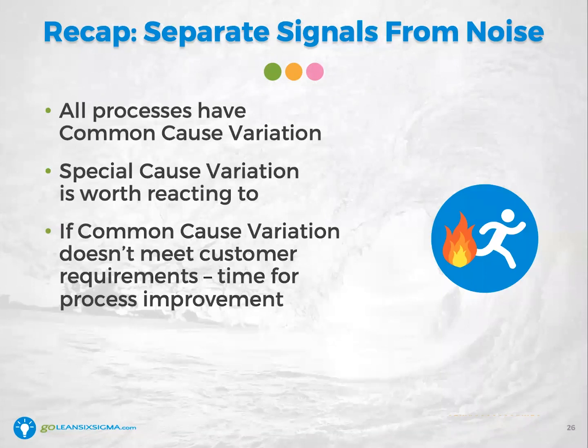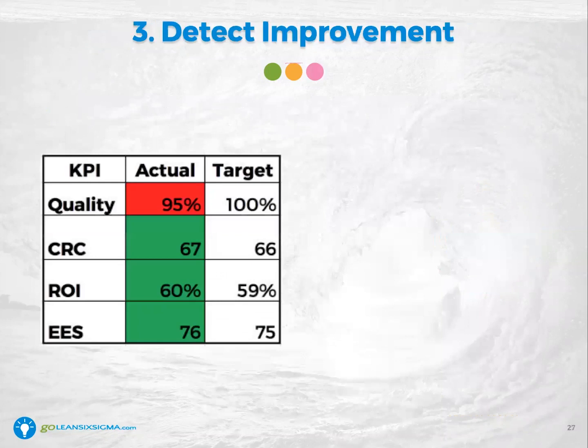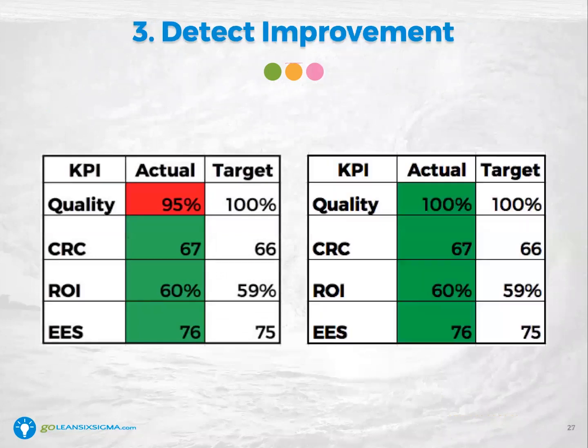It's time to conduct process walks and break out the fishbone diagrams and do the real work of improvement. So let's move on to our third one. Another reason why it's great to use control charts is because they can help you determine if a process has truly improved. If we look at this dashboard again, and we see the quality metric turn from red to green because we hit the target, might be cause for celebration.